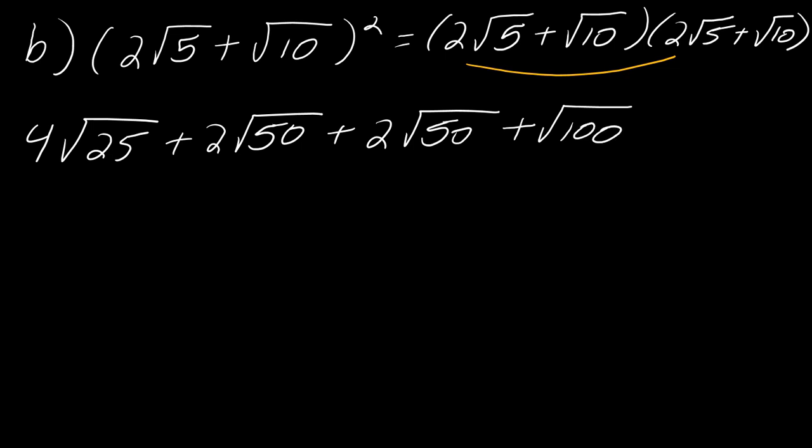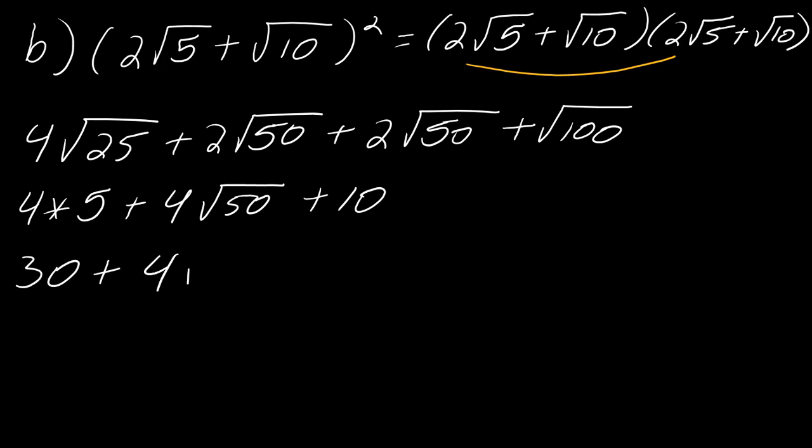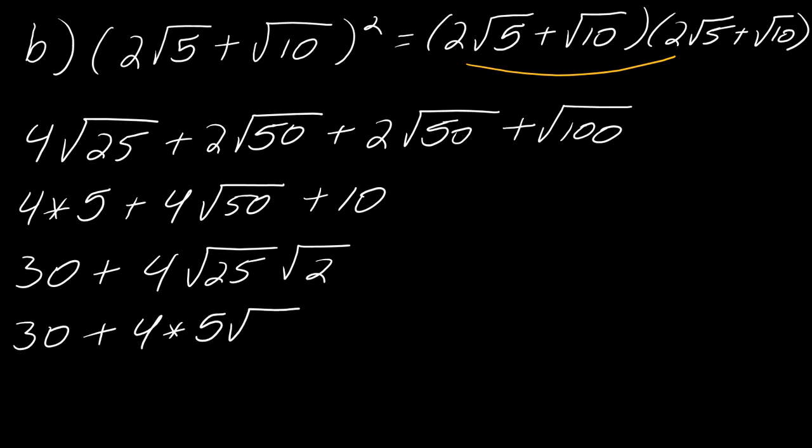So from here, now I can break a few things down. So this is going to become 4 times 5, and then I have 4 times the square root of 50, and the square root of 50 can be broken down more, and then plus 10. Okay, so now I'm going to have 4 times 5 is 20, plus the 10 is 30. And then this part here can be broken into the square root of 25 times the square root of 2. So this is going to equal 30 plus 4 times 5 times the square root of 2. So ultimately this is 30 plus 20 times the square root of 2.